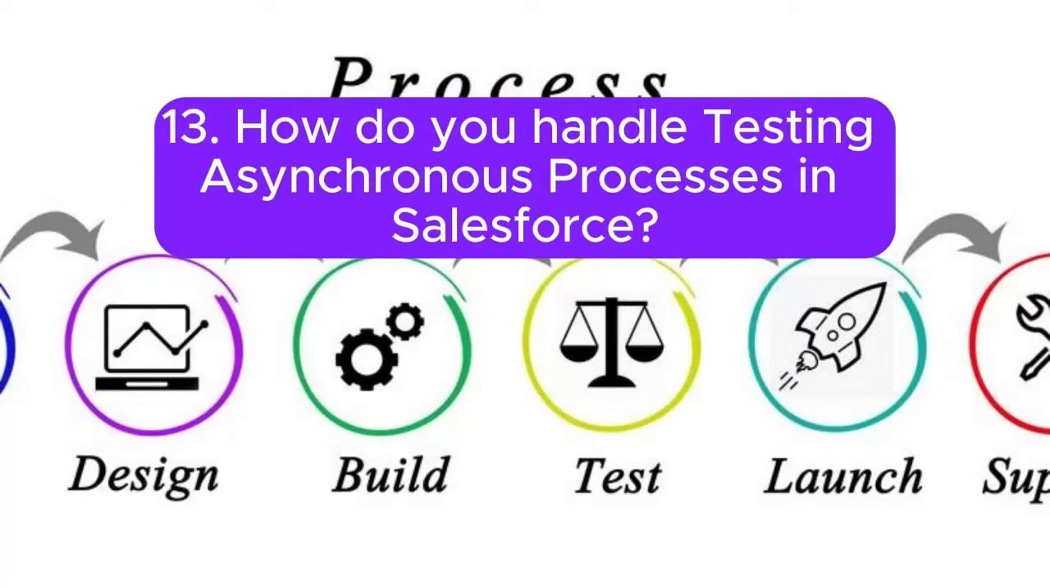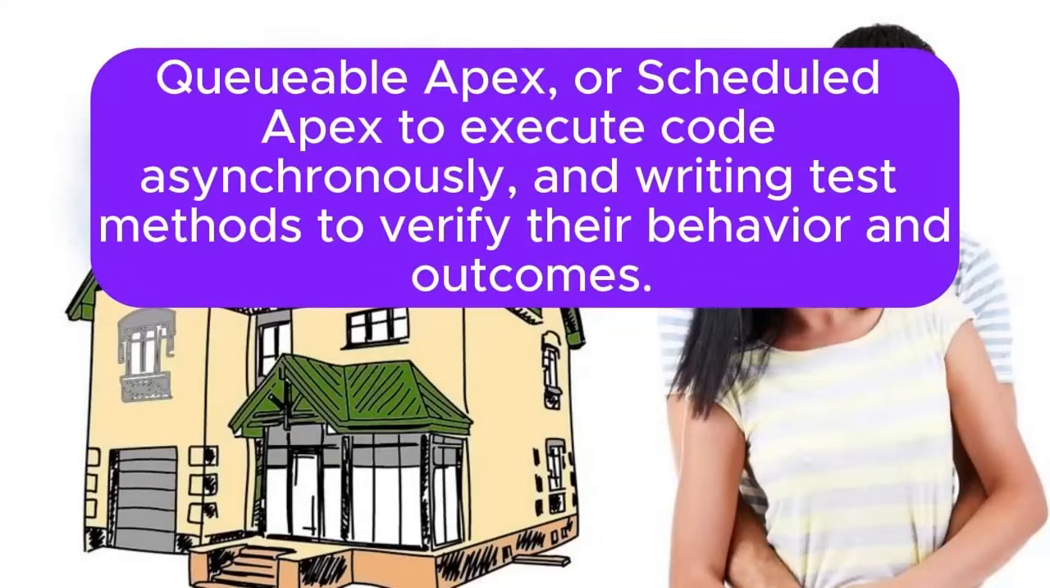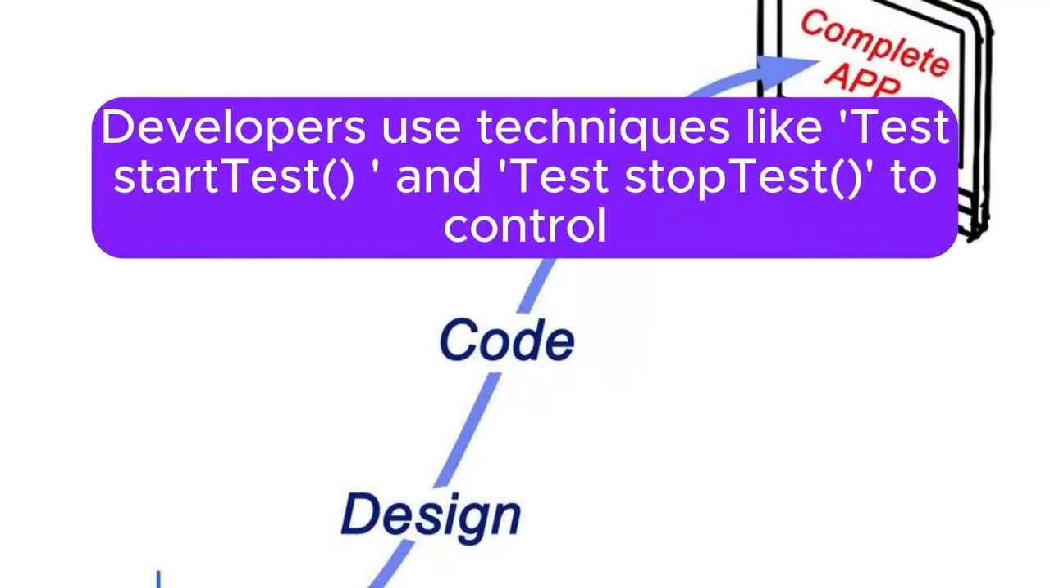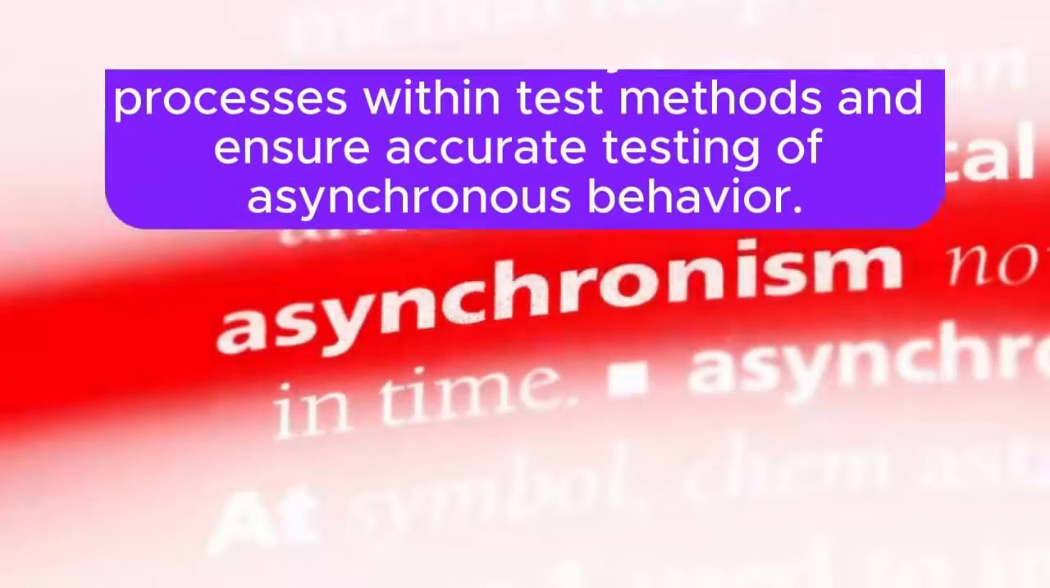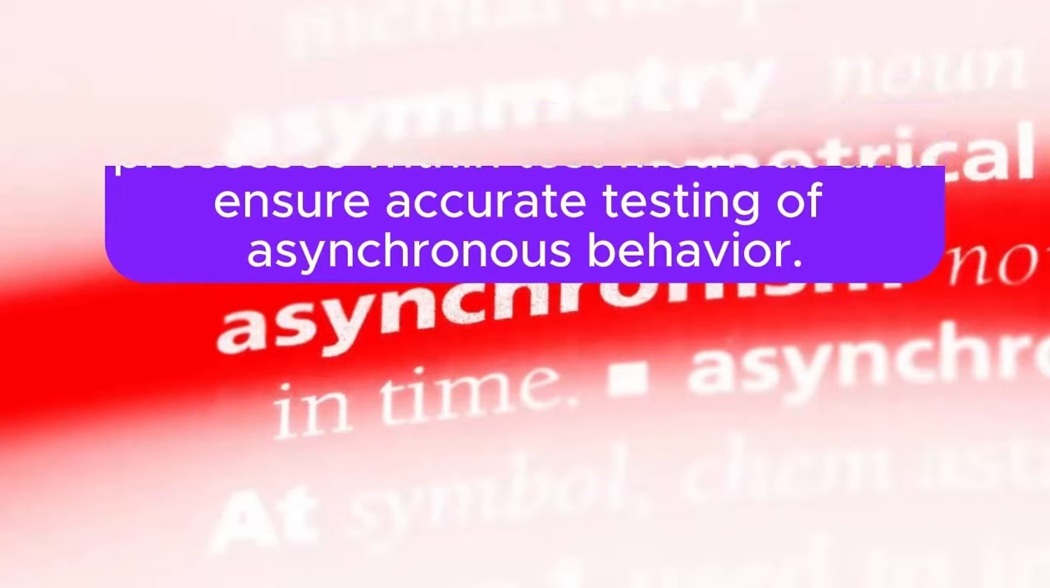13. How do you handle testing asynchronous processes in Salesforce? Answer. Testing asynchronous processes in Salesforce involves techniques like using the @future annotation, queueable Apex, or scheduled Apex to execute code asynchronously, and writing test methods to verify their behavior and outcomes. Developers use techniques like Test.startTest and Test.stopTest to control the execution of asynchronous processes within test methods and ensure accurate testing of asynchronous behavior.